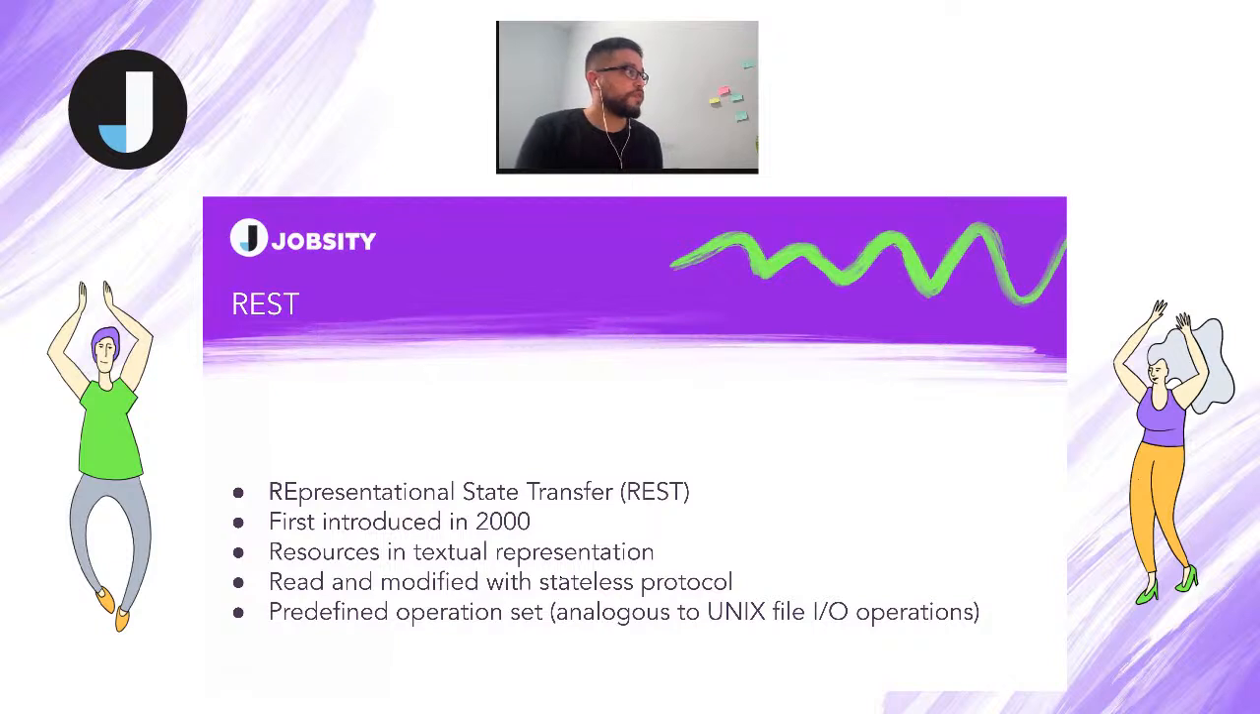REST stands for Representational State Transfer. It was first introduced in 2000, and it's based on hyperlinking. It doesn't define how you communicate as strongly as SOAP does with XML. You can not only use XML to do the communication, but also JSON files and other ways to communicate, like binary files. You can send images, for example.